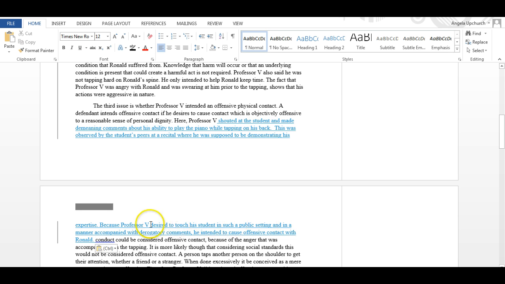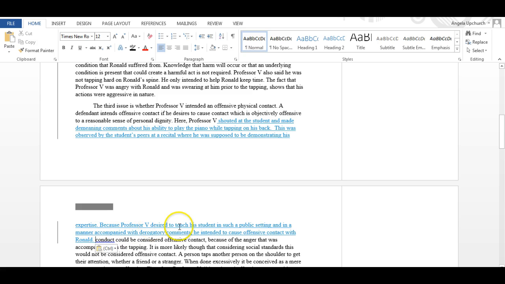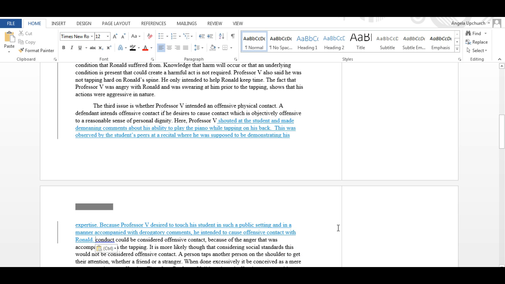So I'm tying that to the actual language of the element or rule. "Because Professor V desired to touch his student," remember the rule is desire, "and it's to cause offensive, objectively offensive contact in such a public setting and in a manner accompanied with derogatory comments, he intended to cause offensive contact with Ronald." So I'm using the actual facts, expressing my understanding of those facts, and tying them to the language of the elements here, the actual language of the rule.